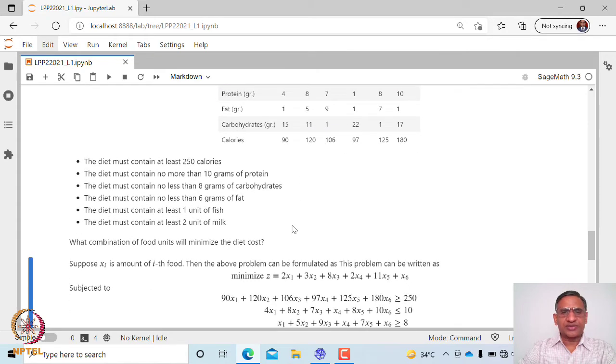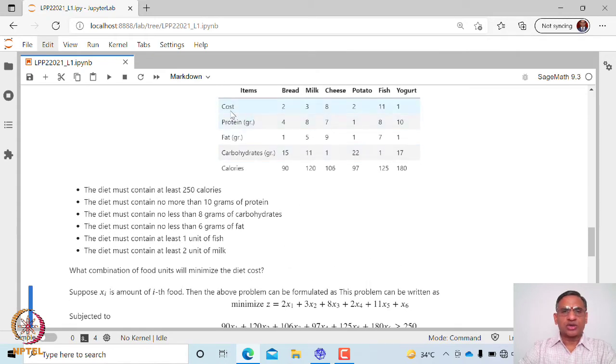So in this case, we have to minimize the cost. The cost that will come from the first row is going to be 2x1 plus 3x2 plus 8x3 plus 2x4 plus 11x5 plus 6x6. This is what is to be minimized. So that's your objective function.